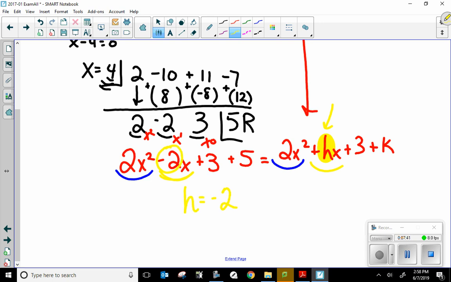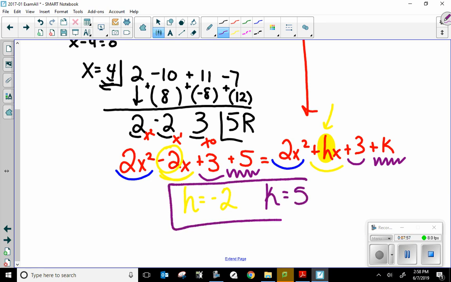Bam. All right? And furthermore, look at this, it's great. I have my plus 3, I have my plus 3. Then I have my plus k. That means this number right here has to be k. K equals 5. That, to me, was a layup for a 4-point question, a 4-point question that just requires you to do synthetic division.